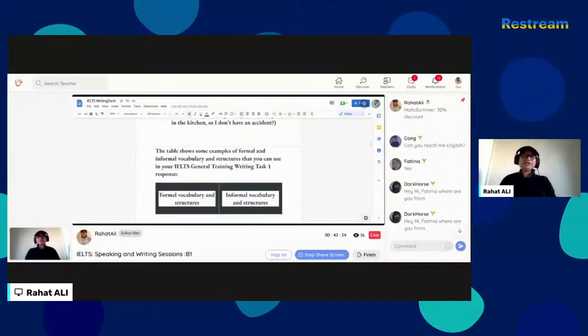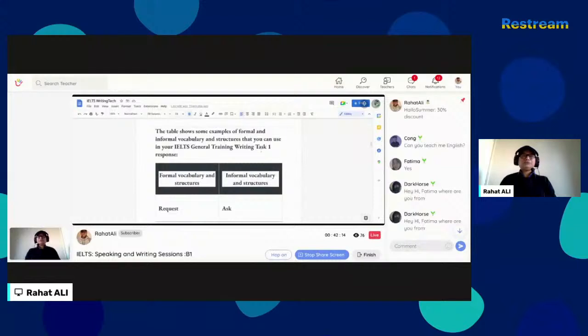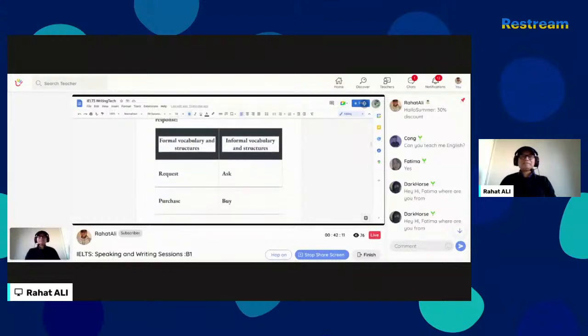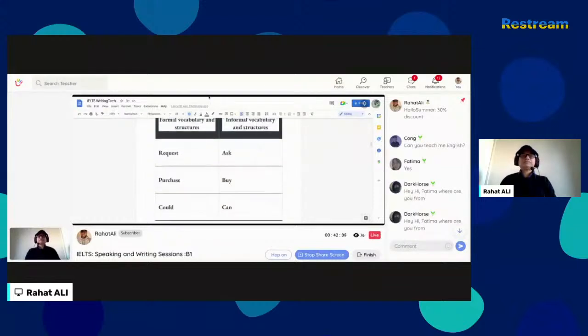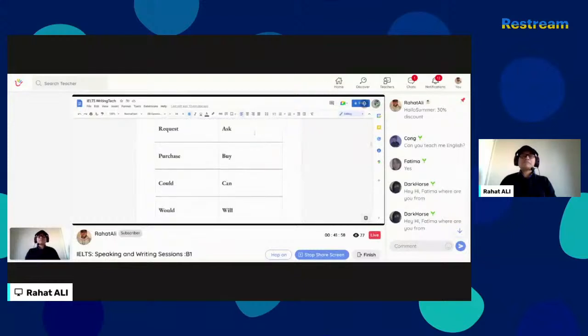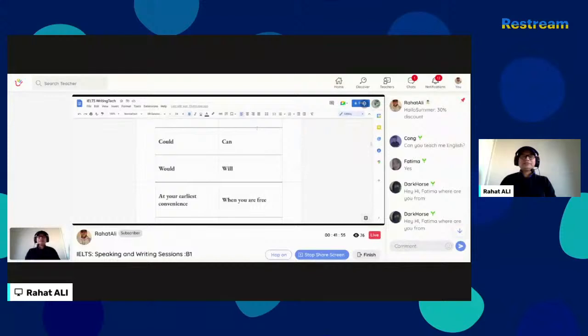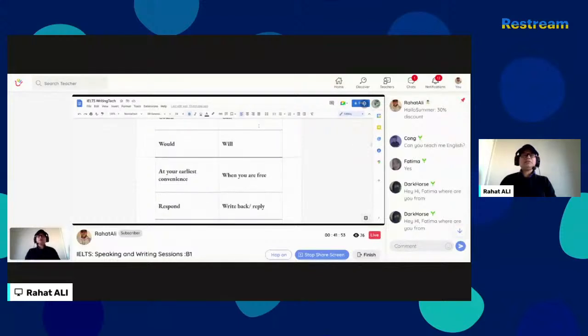The table shows some examples of formal and informal vocabulary and structures that you can use in your IELTS General Training Writing Task 1. Formal: request, informal: ask. Formal: purchase, informal: buy. Formal: could, informal: can. Formal: would, informal: will. Formal: at your earliest convenience, informal: when you're free.